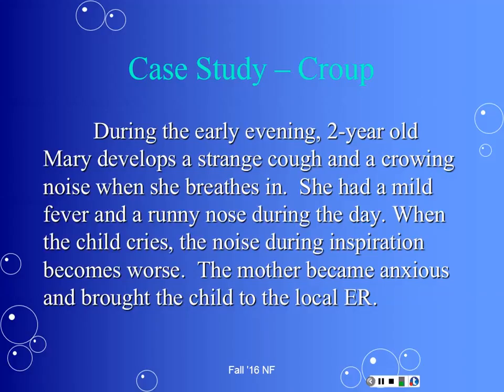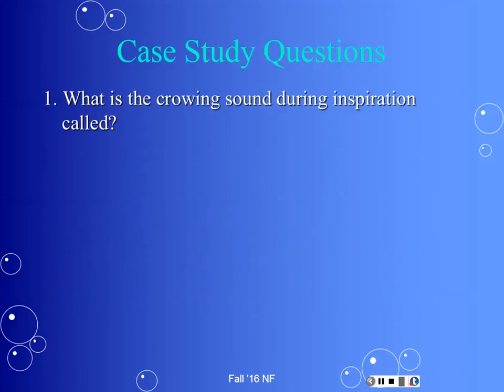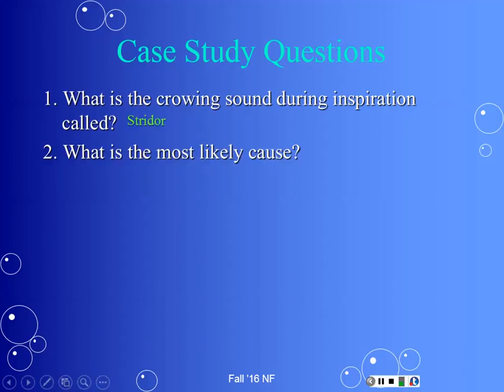All right, during the early evening, 2-year-old Mary develops a strange cough and a crowing noise when she breathes in. She had a mild fever and a runny nose during the day. When she cries, the noise during inspiration becomes worse. The mom became anxious and brought the child to the local emergency room. So what's the crowing sound during inspiration called? Stridor. What do we think the most likely cause is in this situation?